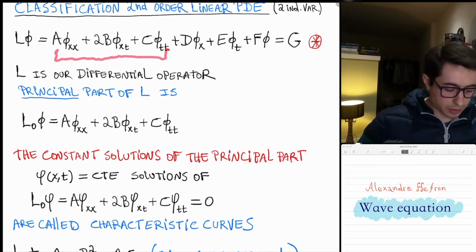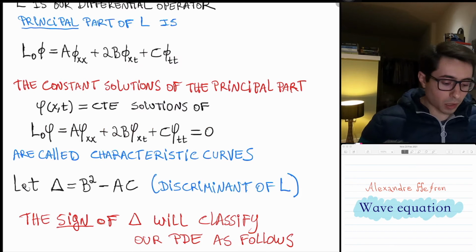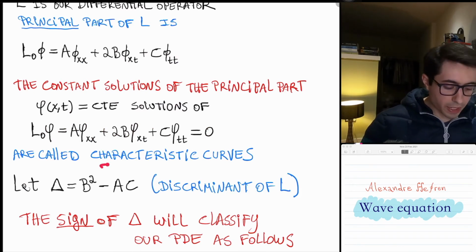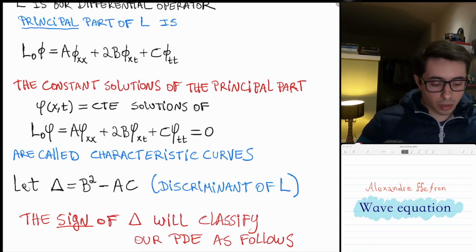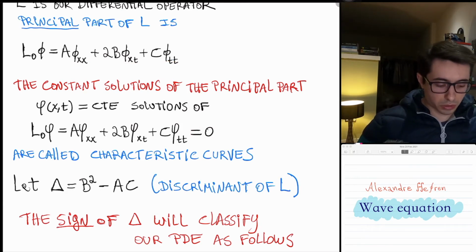So here it is. Among all the solutions of the principal part, we have what we can call characteristic curves, and they are basically constant solutions of this principal part. Because it's a solution, of course we need to set this equal to 0, and then we look for constant solutions of this equation, and these are the characteristic curves.